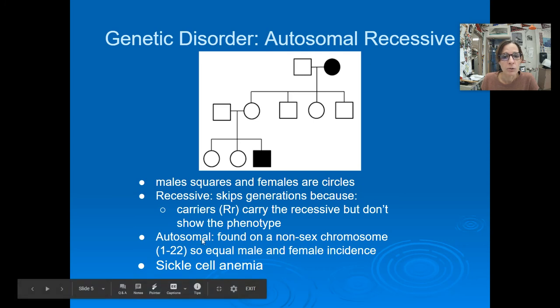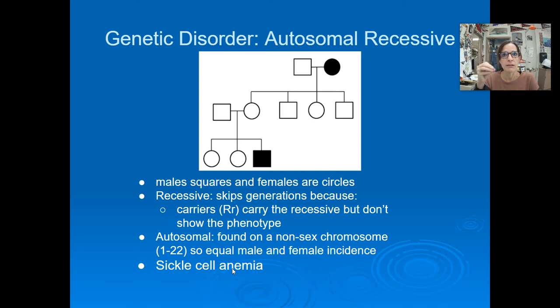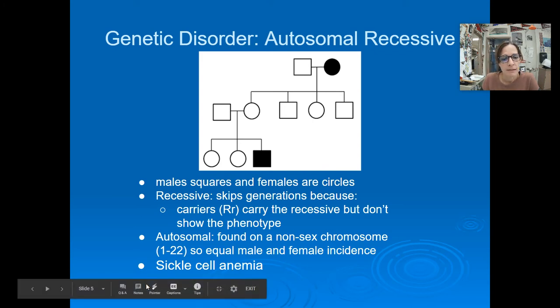And the autosomal part means that it's on chromosomes 1 to 22, so there's going to be about equal male and female incidence of who gets it. An example of this is sickle cell anemia, where your blood sickles, and then it can't carry oxygen properly to your organs. And I know we talked about that in biology before, and we'll talk about it more too.